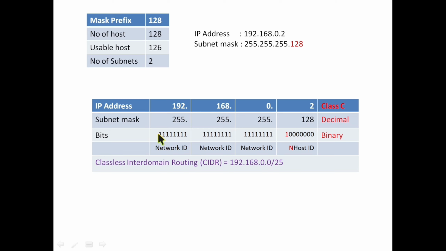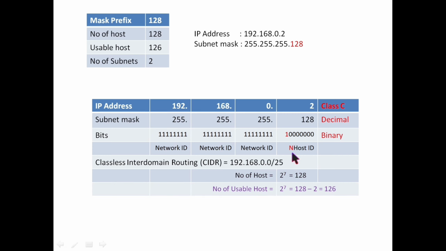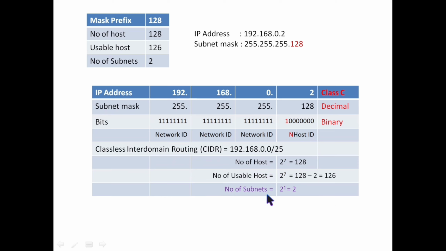Now the CIDR means the number of 1s in the network ID. The number of 1s here is 8, 8, 8 plus 1, so /25. Number of hosts means host. The number of zeros here is 7. 2 to the power 7 equals 128. The number of usable hosts is 2 to the power 7 minus 2, minus 2 meaning subtracting the network address and broadcast address, altogether 126. The number of subnets means the number of 1s in the network part, that is only 1 here. 2 to the power 1 equals 2.